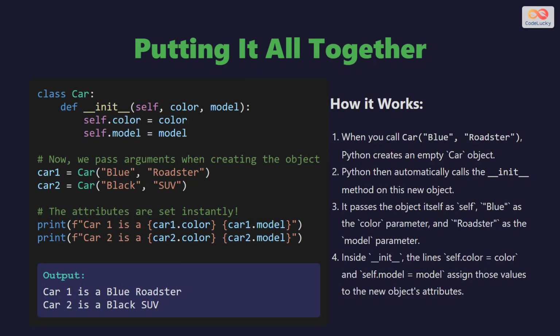Now let's see the complete picture. We have our car class with its __init__ constructor. When we create a new car, we now pass the required arguments directly, like blue and roadster. Python automatically calls the __init__ method, passing blue to the color parameter and roadster to the model parameter. The constructor then assigns these values to the new object's attributes, making them available instantly.